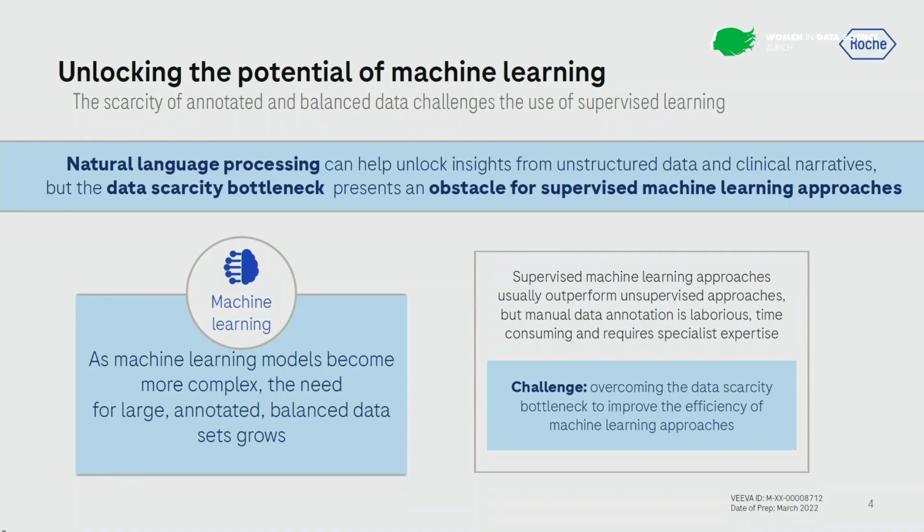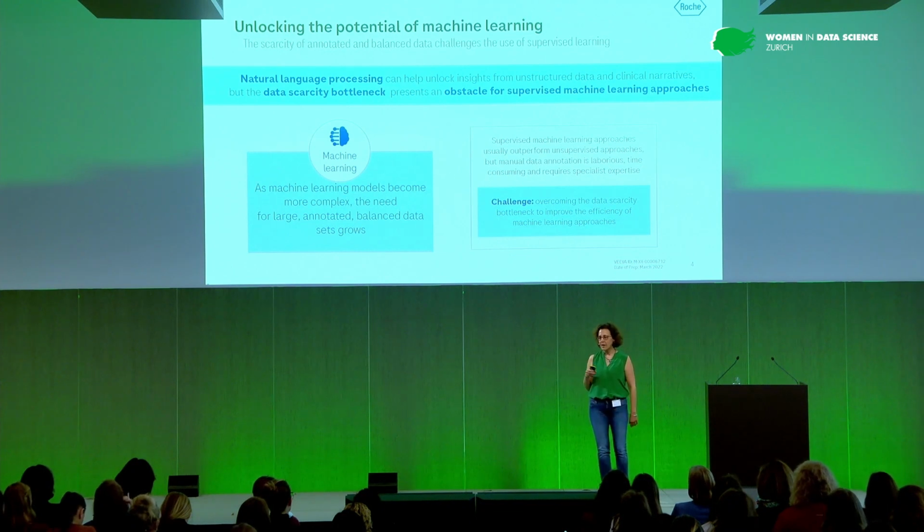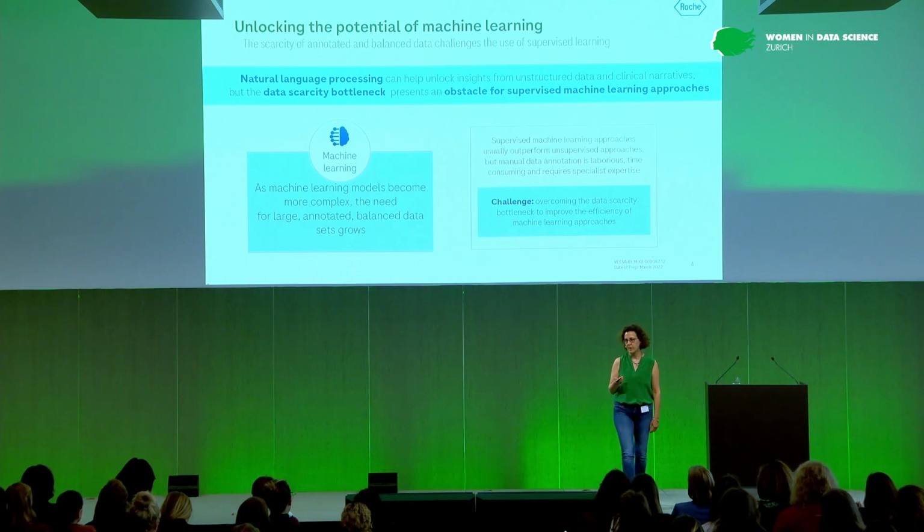What I will also try to mention is the fact that we know that artificial intelligence and machine learning is really unlocking these insights that we cannot extract from text-based data, with the advances in large language models, etc. But the scarcity of annotated and balanced data sets challenges the use of supervised learning. The data scarcity bottleneck then presents both a challenge and an opportunity to overcome, to improve the efficiency of these machine learning approaches, and I will also talk to you about that today.